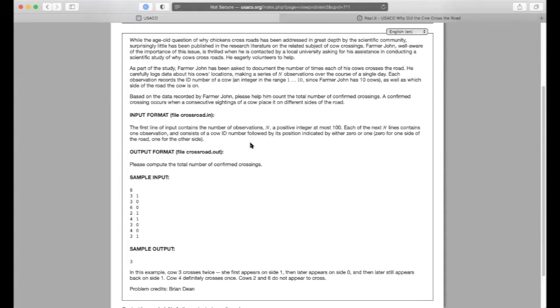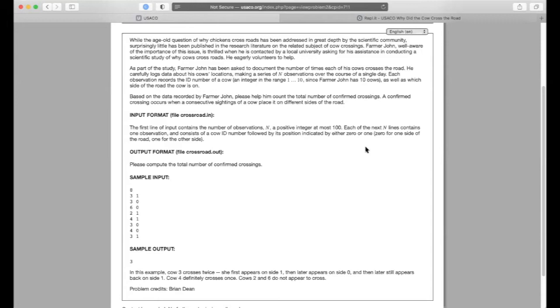First, what we're given in the input: we are given n observations, which is a positive number at most 100, so between 1 and 100, I think. On the next n lines, we are given observations consisting of the cow ID, so that's the first value, as well as its current position, which is either 1 or 0. Think of that as a road, and we can say that 0 is on the left and 1 is on the right.